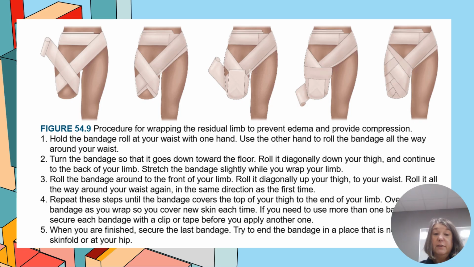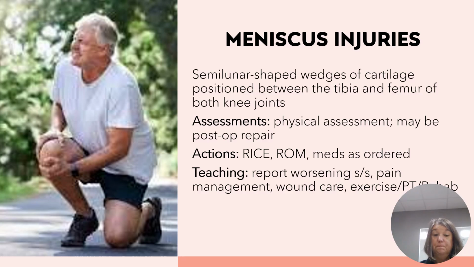Slide 41, this is our figure 8 limb wrapping. So take a look at that. Slide 42, this is just about meniscus injuries. The menisci are semilunar shaped wedges of cartilage positioned between the tibia and femur of both knee joints. They cushion, protect, and stabilize the knee joint from shock during movement.